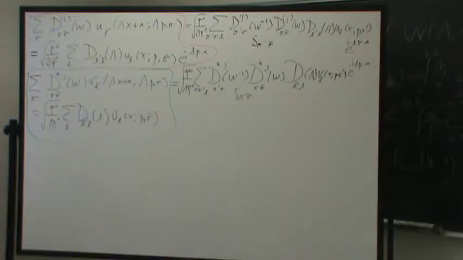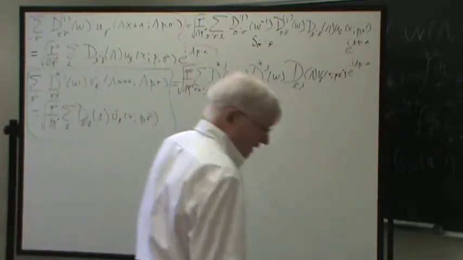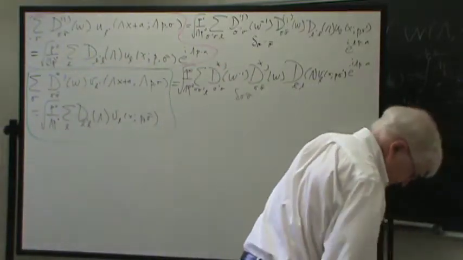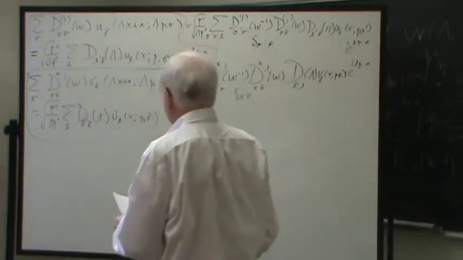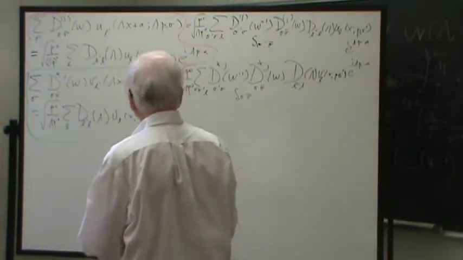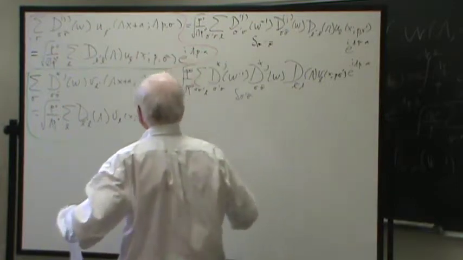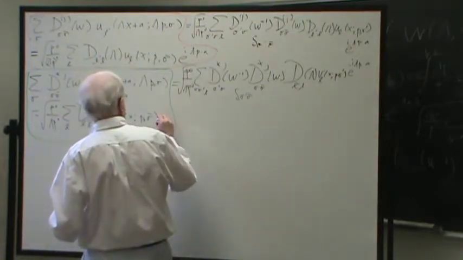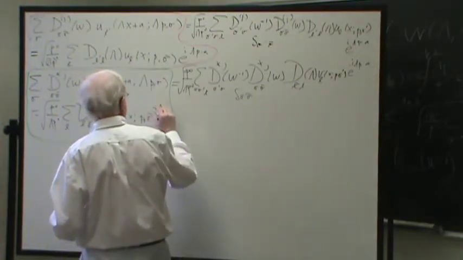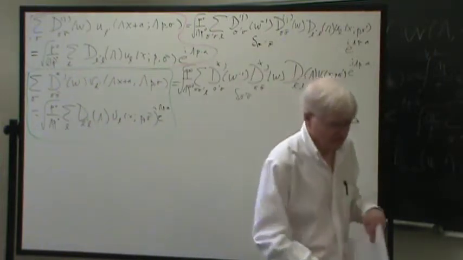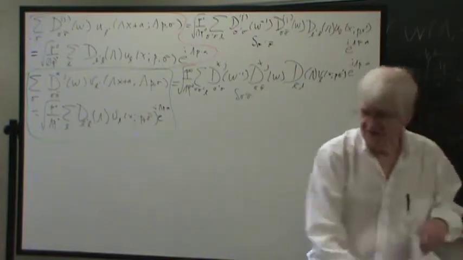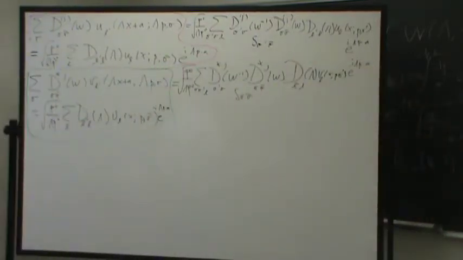Are we missing the phase factor in the bottom one? Yeah, probably. E to the minus I lambda p dot a. So is that the only difference, the minus sign and the phase factor?